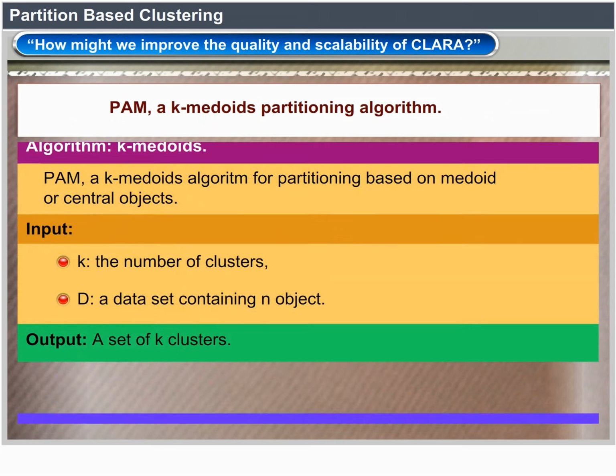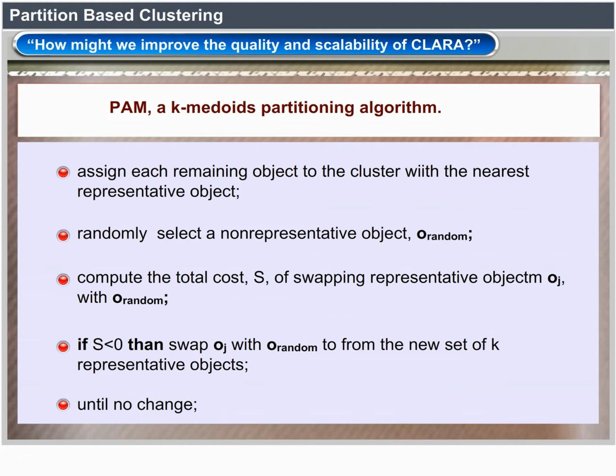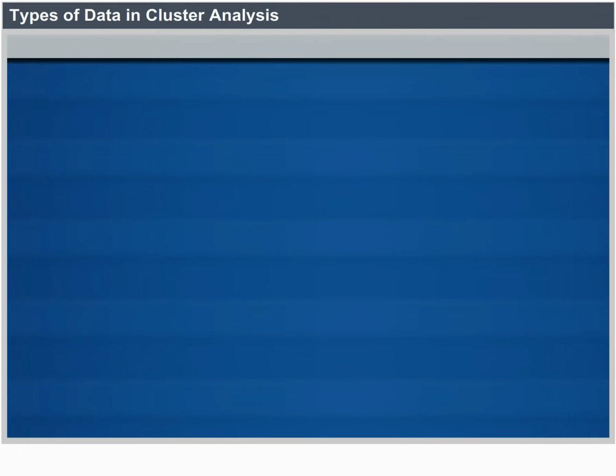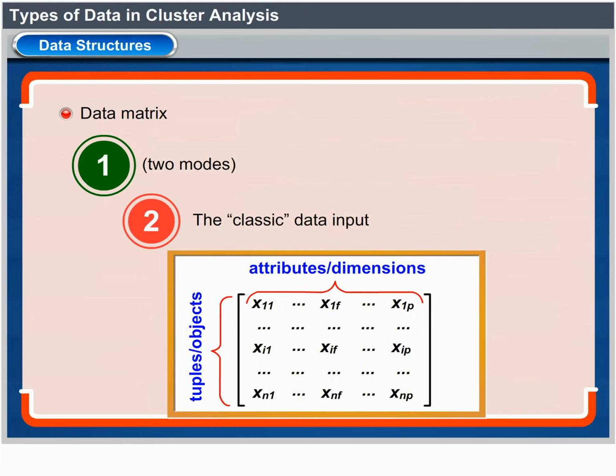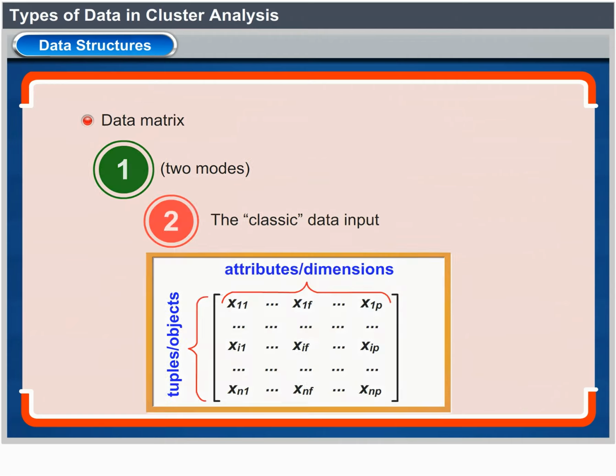Types of data in cluster analysis. Data structures. Data matrix, two modes. The classic data input is shown in the matrix below. Dissimilarity or distance matrix, one mode. The desired data input to some clustering algorithms.